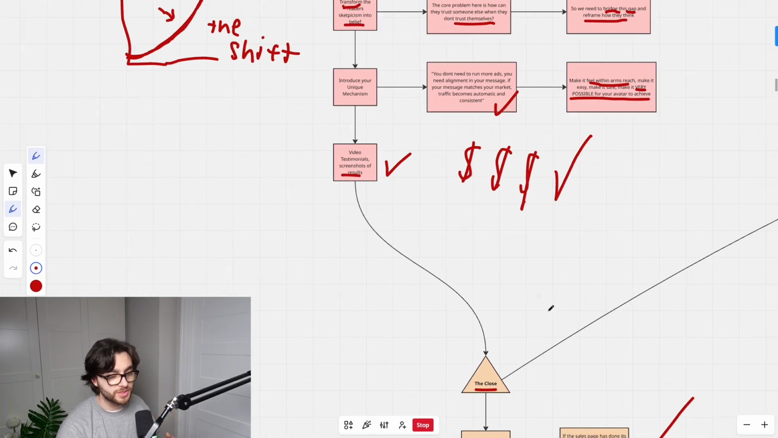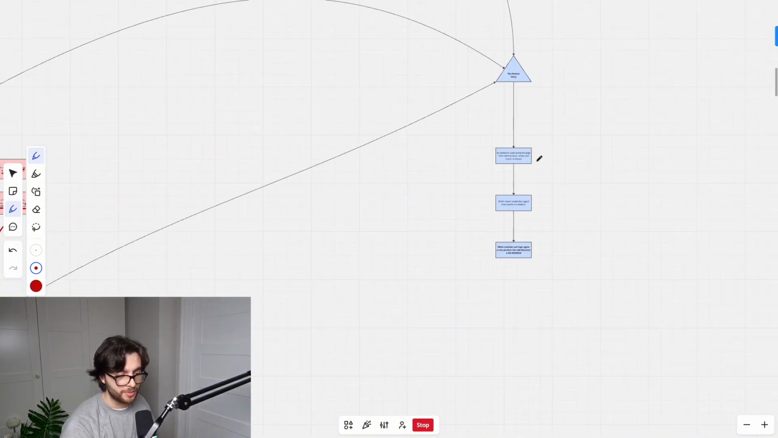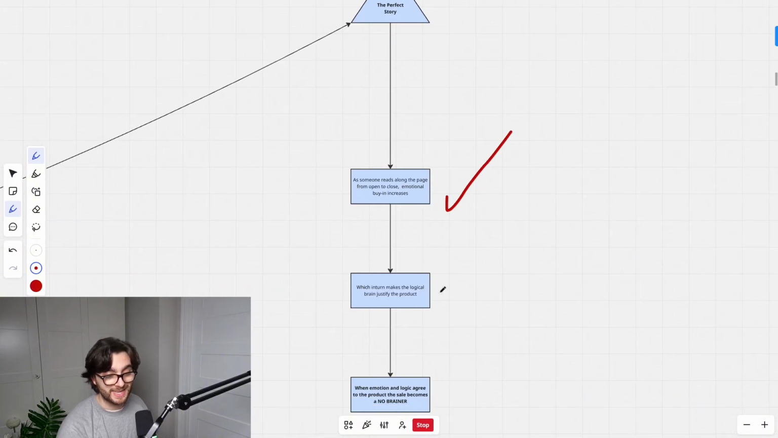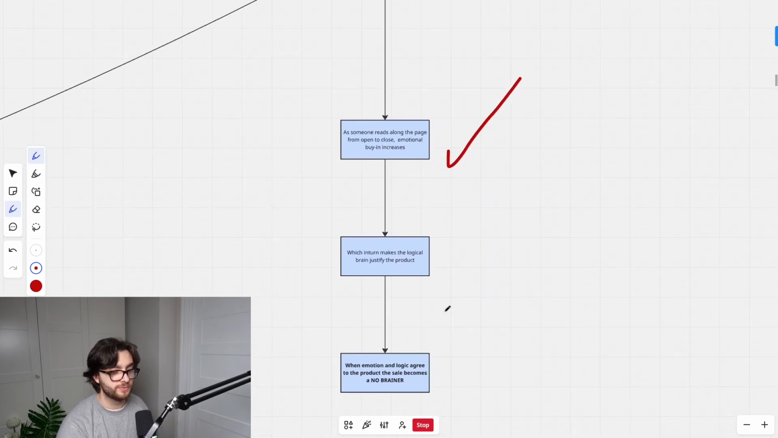As someone scrolls and reads, emotional buy-in increases. And by the end of the page, buying feels like closing the loop because it compounds the reader's trust and in turn you see colossal improvements on your conversion rates.